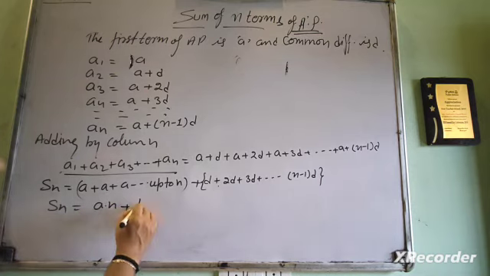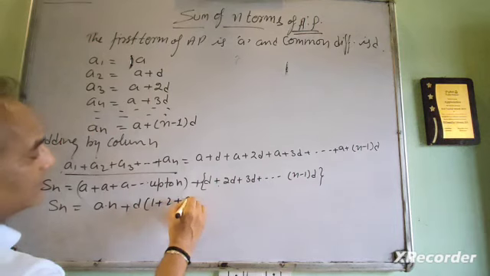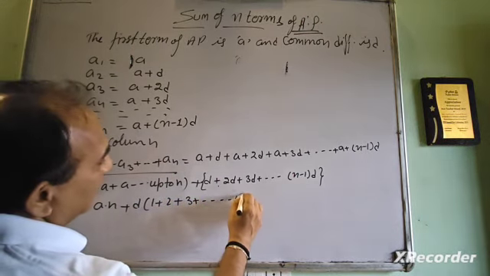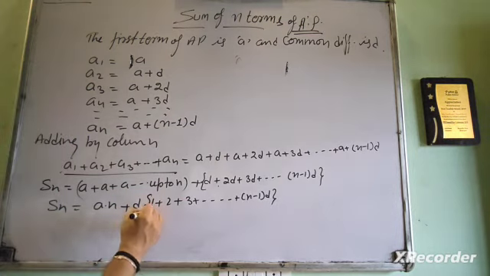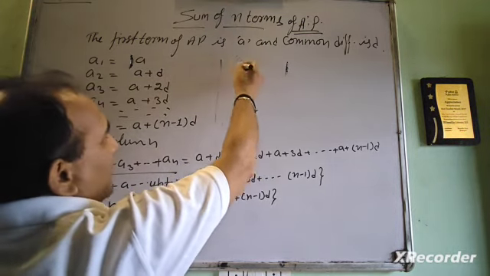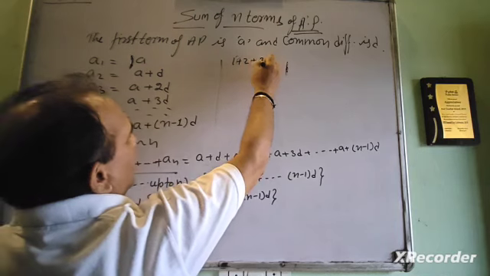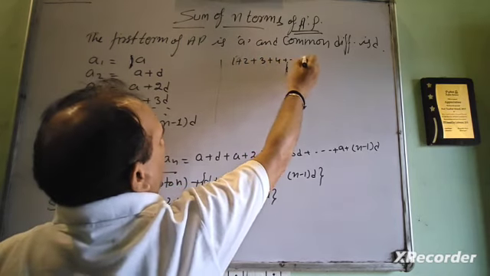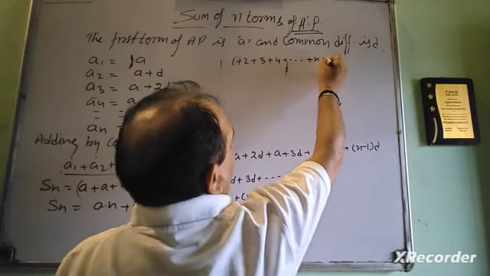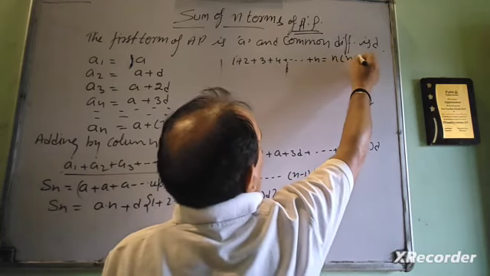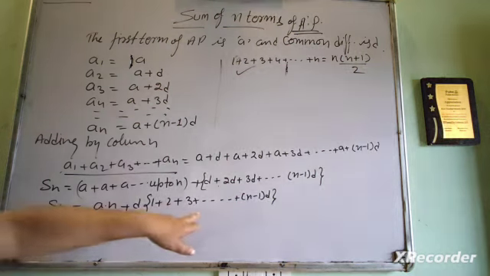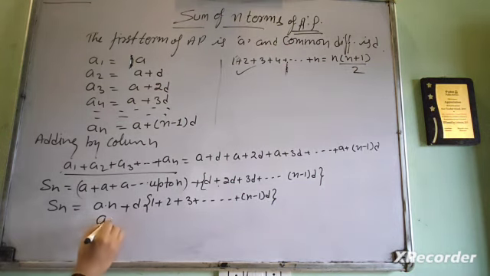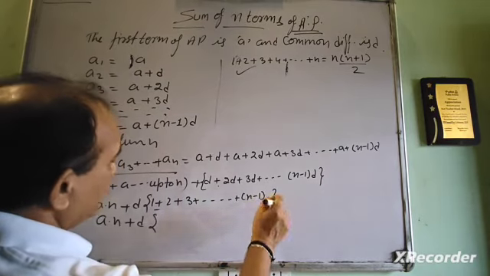So the sum becomes a into n, plus, taking d common, 1 plus 2 plus 3 plus so on, plus (n minus 1), into d. Now we know that the sum of n natural numbers, 1 plus 2 plus 3 plus 4 plus so on plus n, is n into (n plus 1) by 2. This is the sum of n natural numbers. In the same way, we have a times n plus d, and this sum is up to n minus 1.